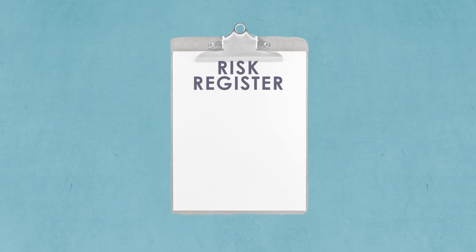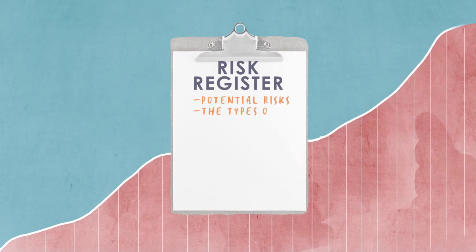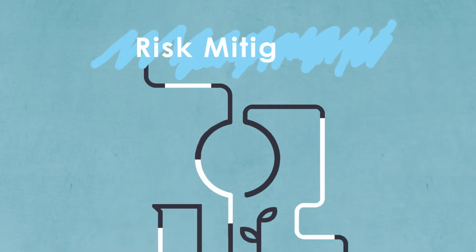So your risk register should now identify all of the potential risks, the types of risk, and it should have an idea of whether they're high or low impact and high or low probability, as well as the cost of mitigating them. That cost to mitigate can be hard to calculate. Let's look at a model of risk mitigation.